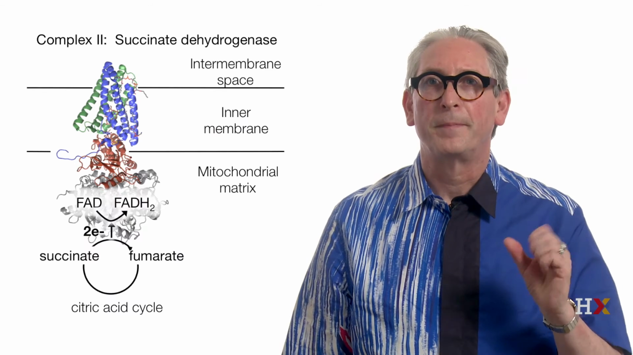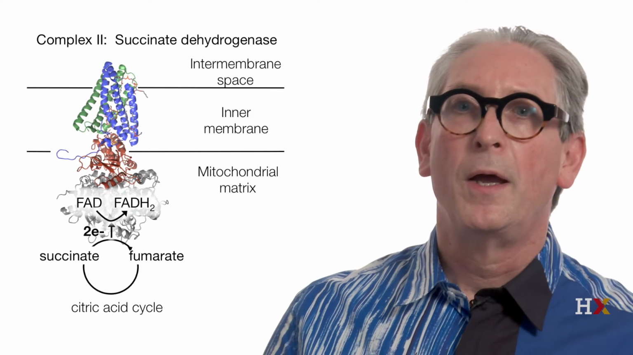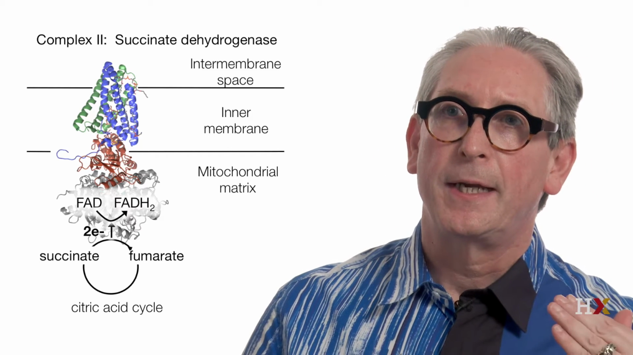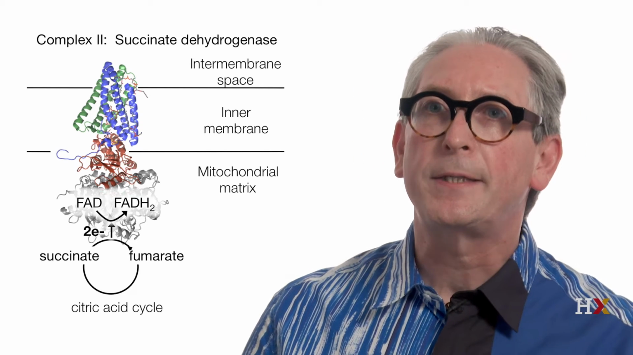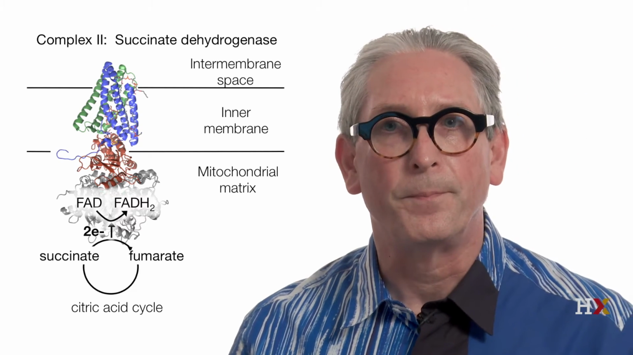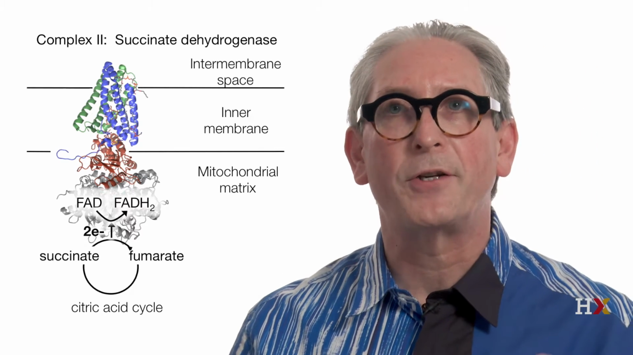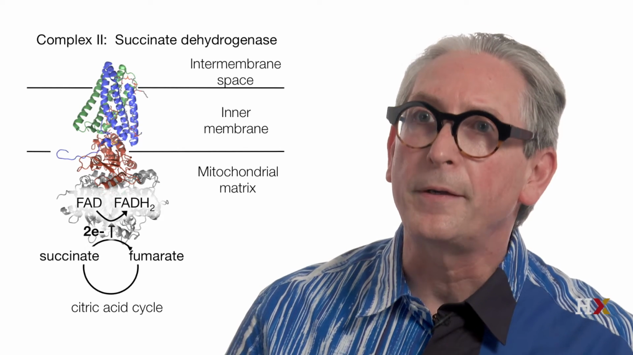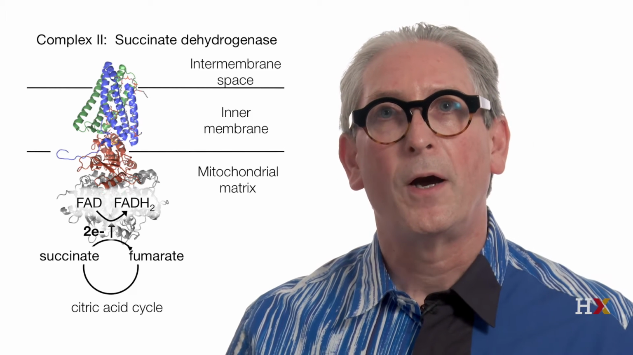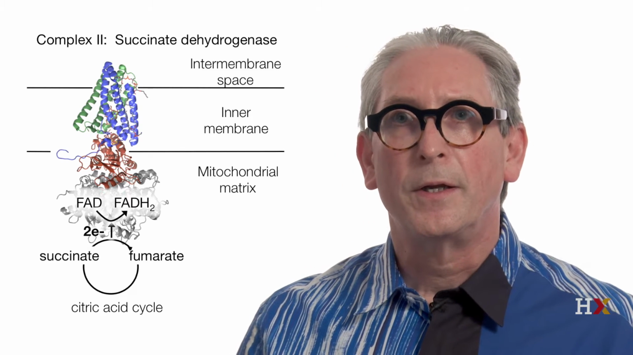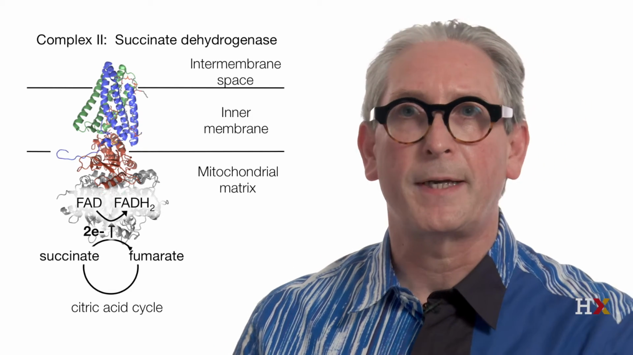Now complex 2. Complex 2 is the second point of entry to the electron transport chain. While NADH is the source of electrons for complex 1, FADH2 is the source of electrons for complex 2. Complex 2 is also called succinate dehydrogenase. We have already encountered this enzyme, which catalyzes a step of the citric acid cycle. So this enzyme contributes both to oxidative phosphorylation and to the citric acid cycle.